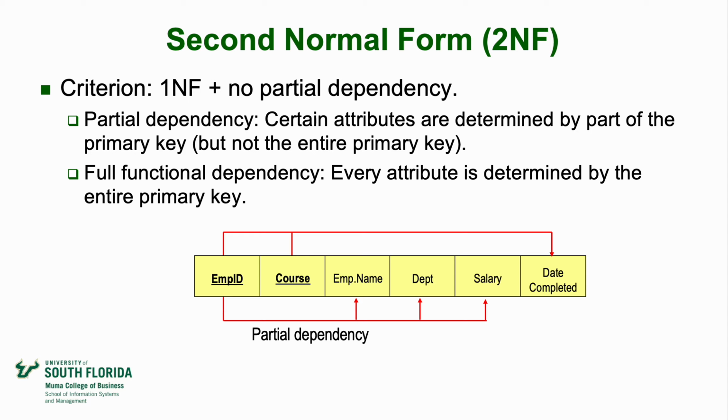This example shows a violation of second normal form. While the date completed field is functionally dependent on the full primary key, i.e. you have to know both employee ID and course to know the value of this attribute, there are partial dependencies between the attributes employee name, department, salary and the primary key. As you can see, you know the values of these attributes if you know the value of only the emp ID field in the composite primary key.